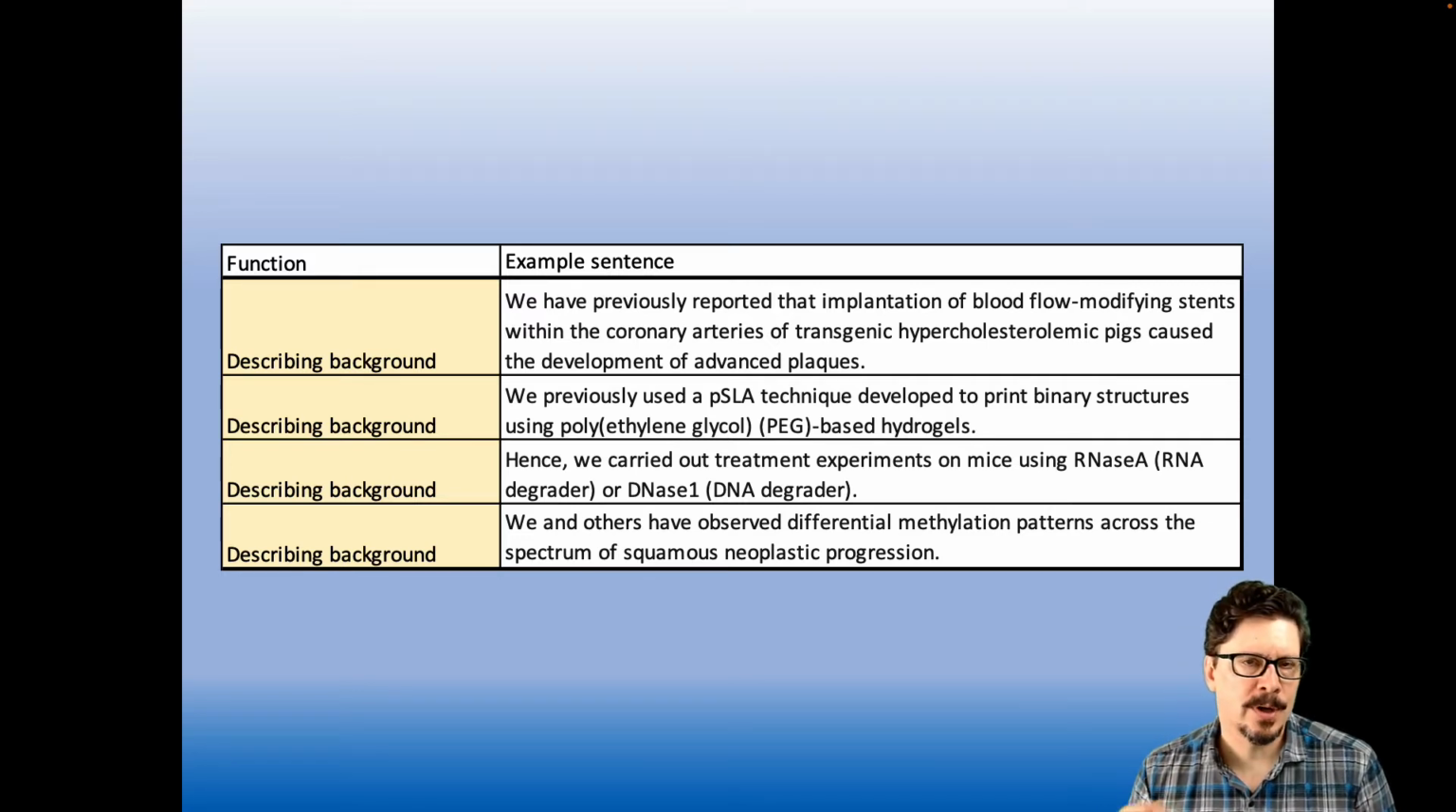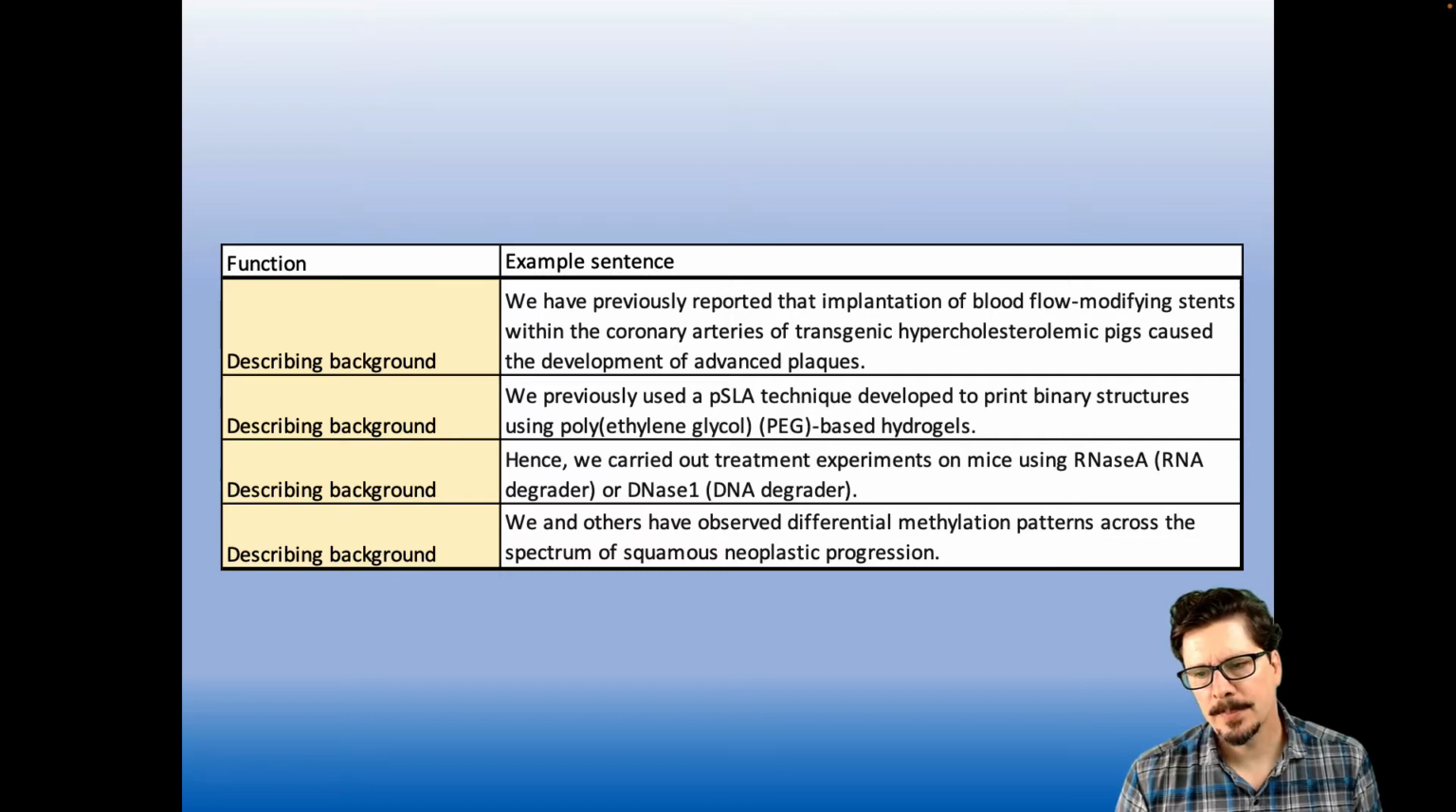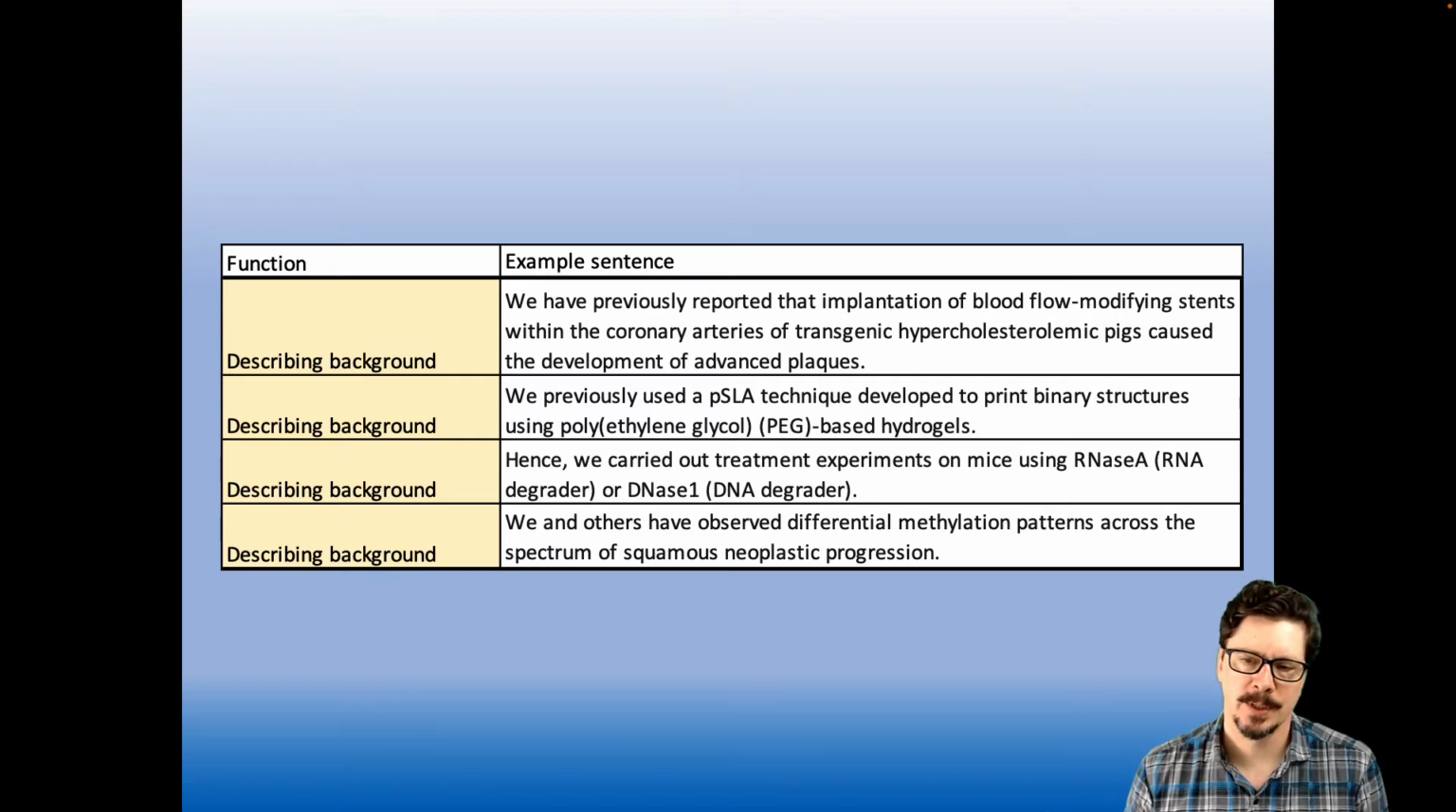I think if you tried hard, you could eliminate this use of "we" and just say what the experiments were. It's obvious that the authors carried them out, so it's really not necessary to say we did that. The thing I don't like about that phrasing is that it's making the "we" the subject of the sentence instead of having the research be the subject of the sentence. The fourth example is, "We and others have observed differential methylation patterns across the spectrum of squamous neoplastic progression." So very similar to the first two examples.